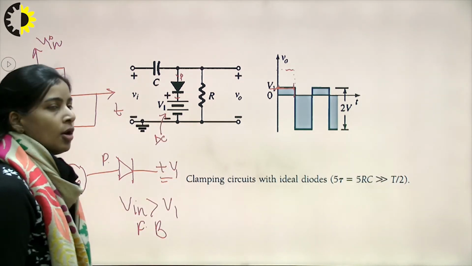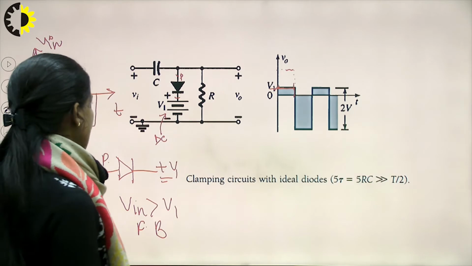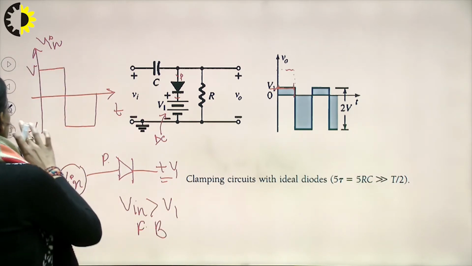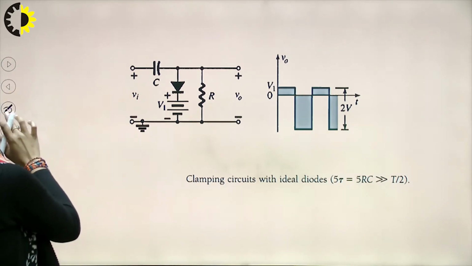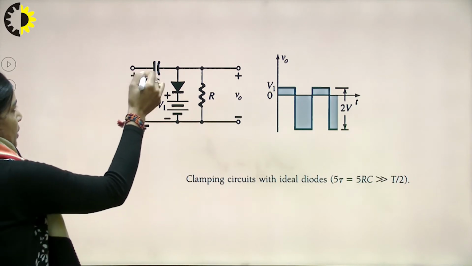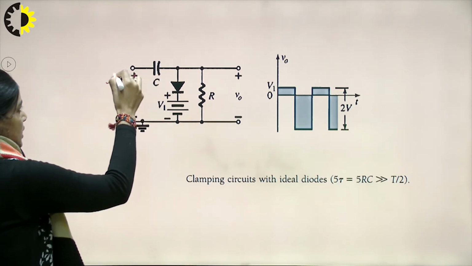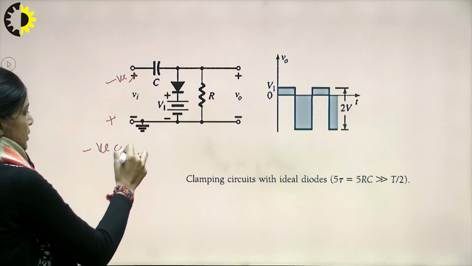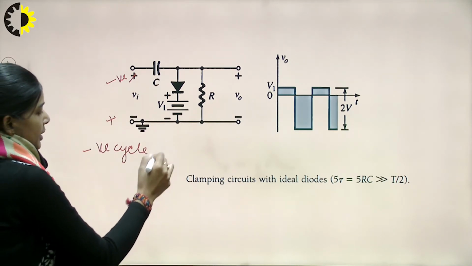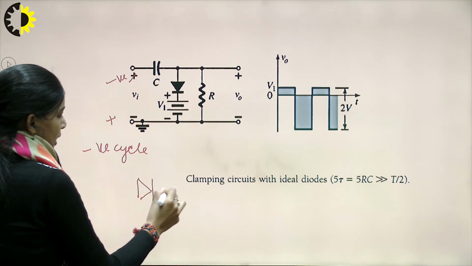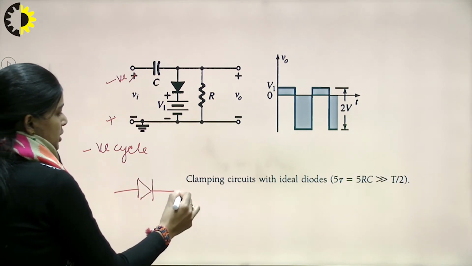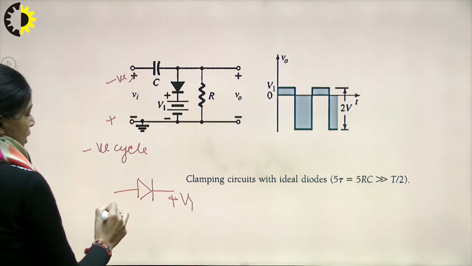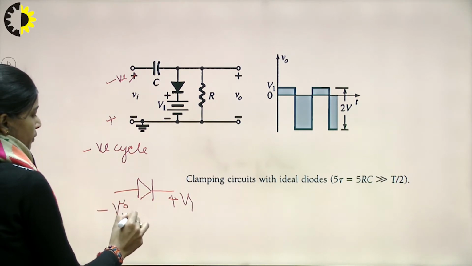For the negative cycle, when the negative cycle appears, then here this will be negative and here we have positive. So, at that time this diode is connected here with the positive value of V1, and here we have negative V in.